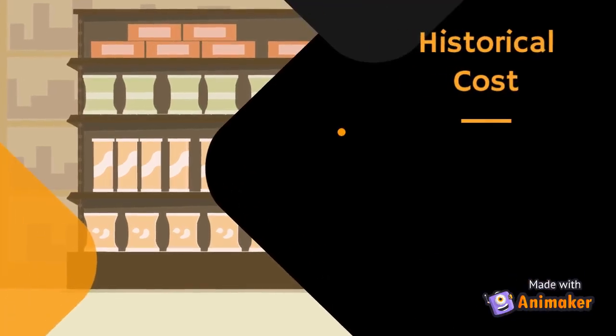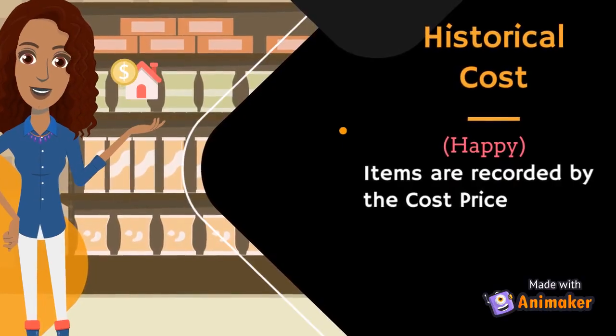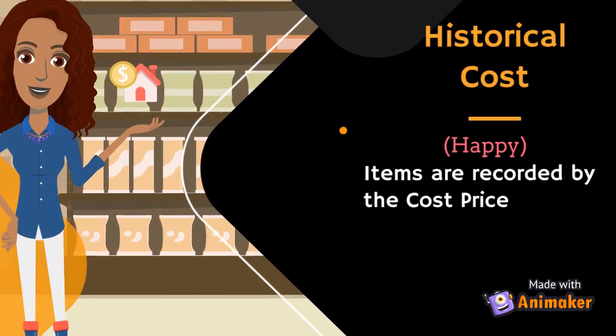H for Happy, H for Historical Cost. The historical cost GAAP specifies that items must be recorded at the price which you paid for them.